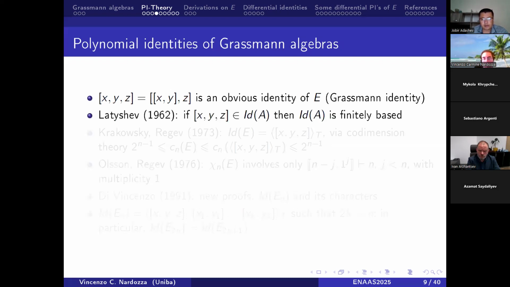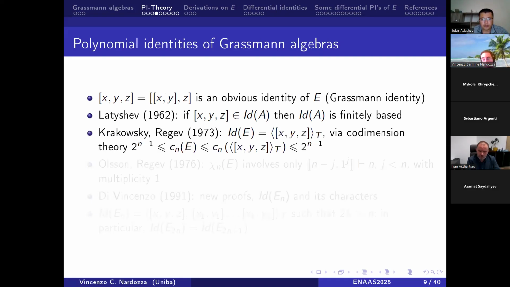And this is an obvious identity of E. In 1962, Latyshev proved that the ideal generated by this single identity is Specht. That is, if it is an identity for an algebra A, then the ideal of the identities of A is finitely based. There is a finite set of identities generating all the polynomial identities of A.